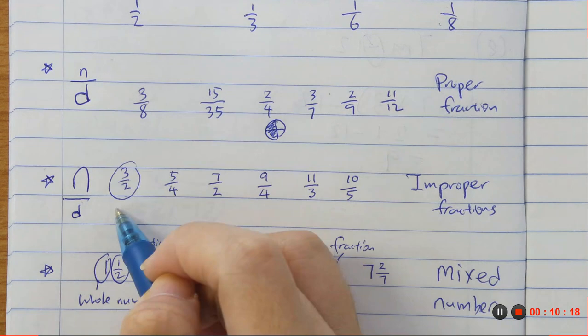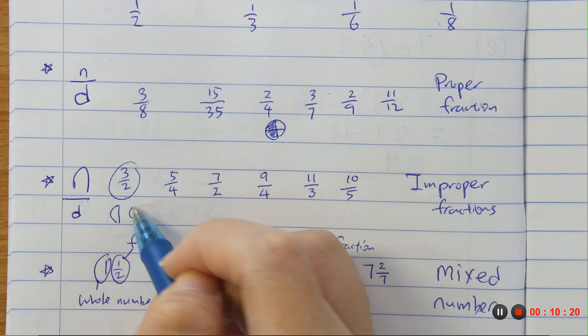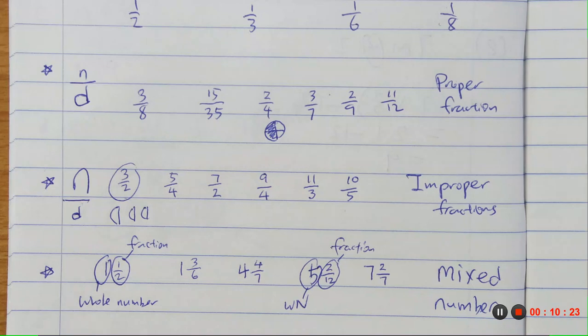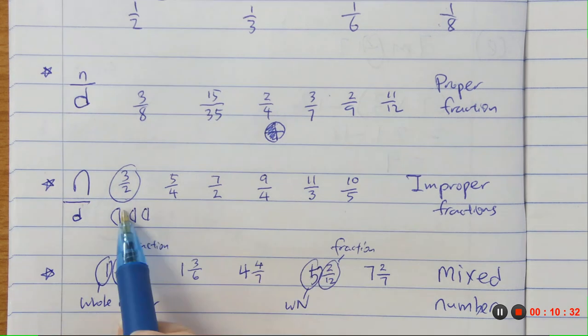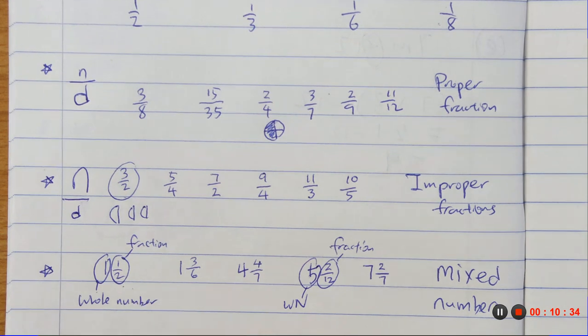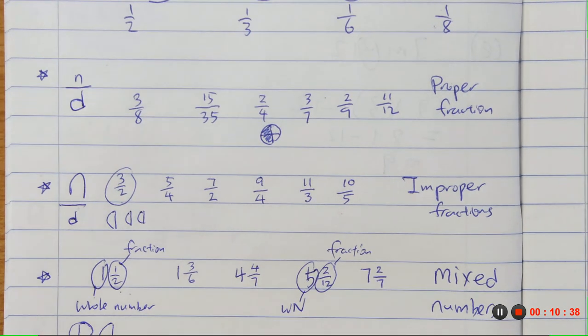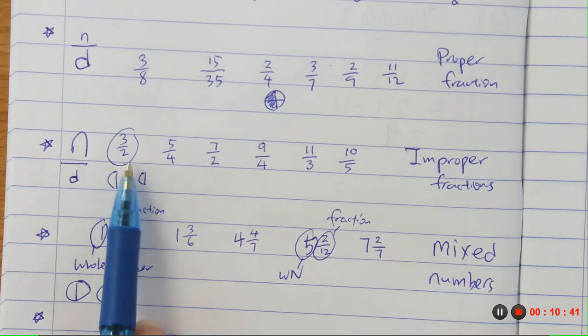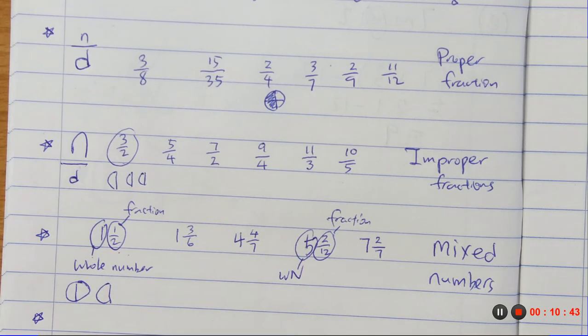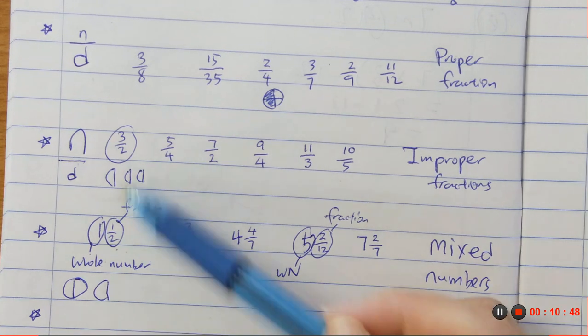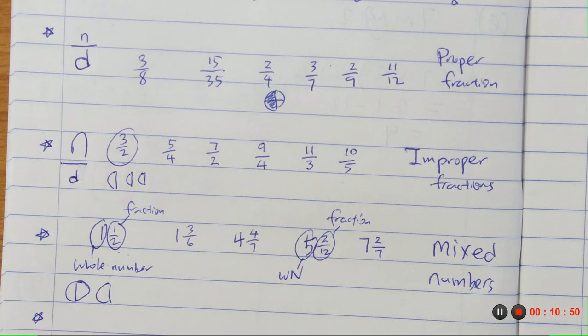Then this one, I can draw 1/2, 2/2, 3/2. Each of them is a half. Can you understand? All together, that's why I can convert these to mixed number. See? 1.5 is the same thing. 1.5 is the same as 3 halves. Can you understand? That's why there is this conversion.